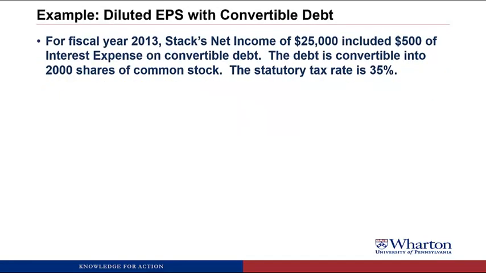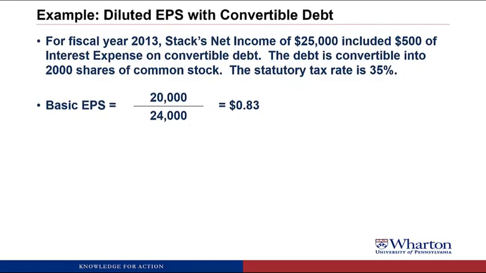So let's take a look at an example. For fiscal year 2013, Stack's net income of $25,000 included $500 of interest expense on its convertible debt. The debt is convertible into 2,000 shares of common stock. So the holders of the debt could convert it to 2,000 shares. We're going to assume that they did that at the beginning of the year. The statutory tax rate is 35%.